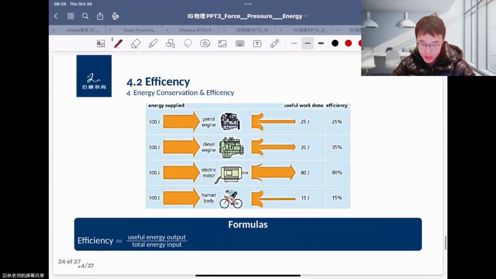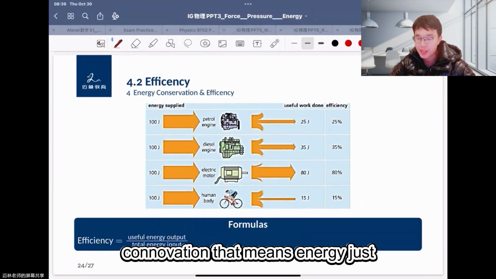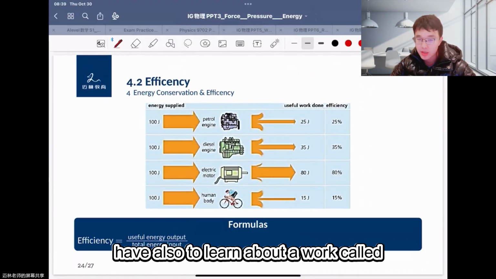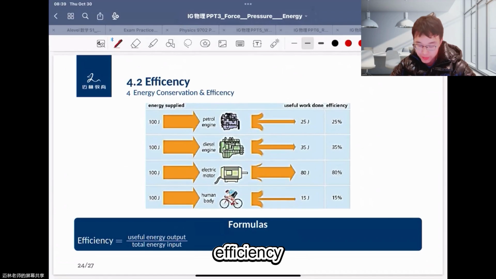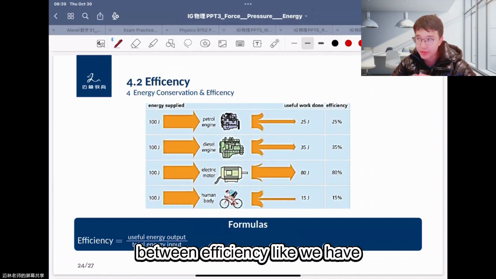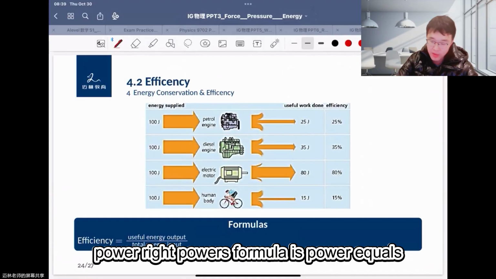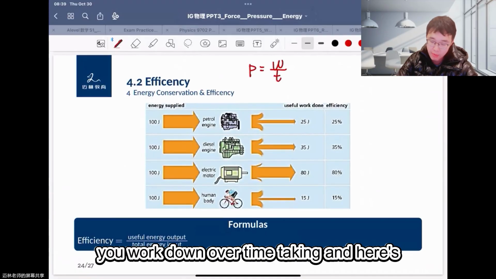Okay. So after that, we learned about energy conservation. That means energy just transfers into different types, right? And we also have to learn about a word called efficiency, and remember that there's a difference between efficiency and power. Like we have already talked about power, right? Power's formula is power equals work done over time taken.